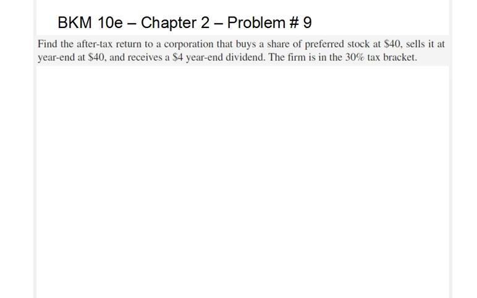Let's go ahead and highlight some key facts provided in the problem. Find the after-tax return to a corporation that buys a share of preferred stock at $40 and sells it at the same price at the end of the year. However, we also receive a $4 end of year dividend. The firm happens to be on the 30% tax bracket. The best way to approach this problem is to see what is the capital gain and what is the dividend yield separately, I assume.